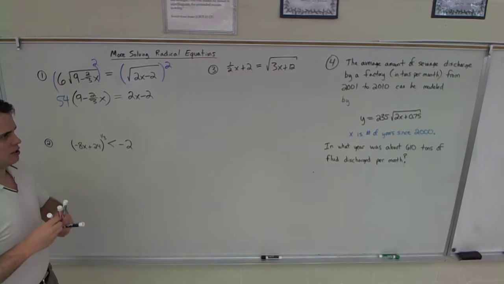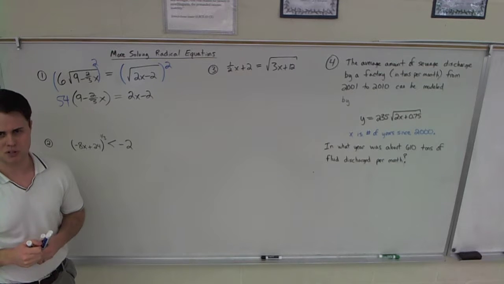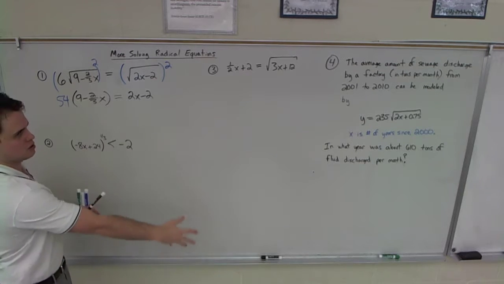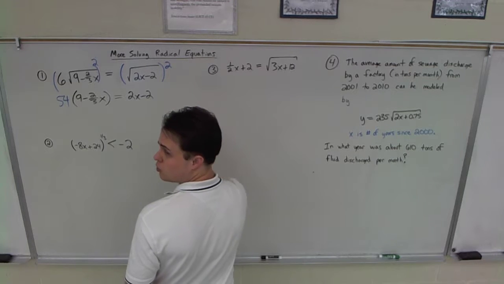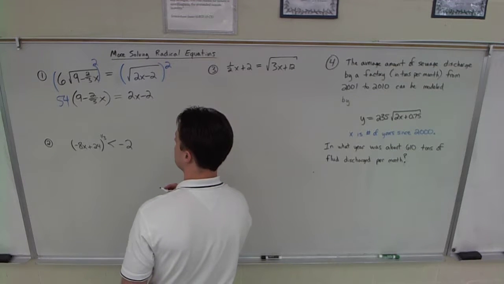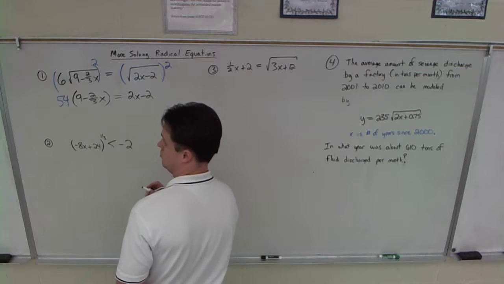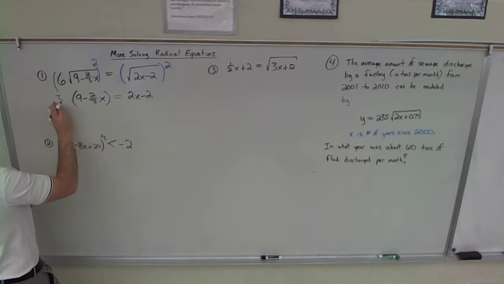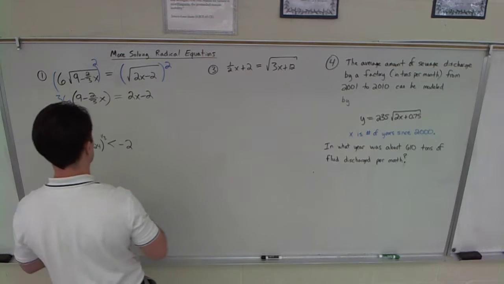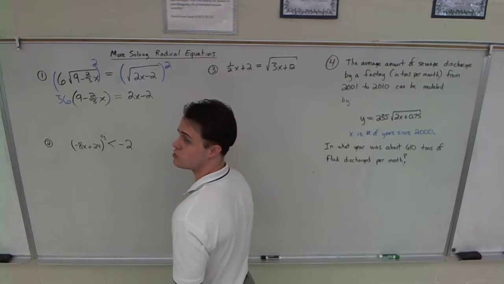Okay, so now we've just got a linear equation. This one's a little tougher than most because it's got some fractions in it, so I'm going to go over here to solve it. I'm going to distribute that first. Six times 6 is 36. Okay, so I'm going to distribute the 36.